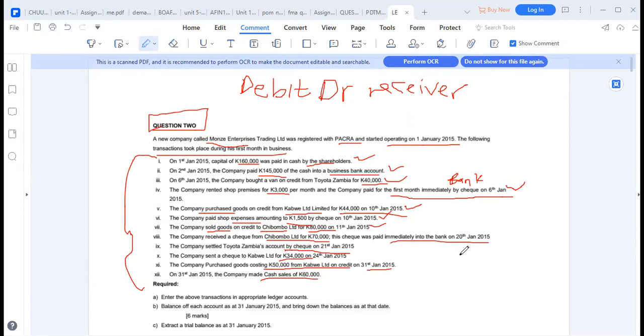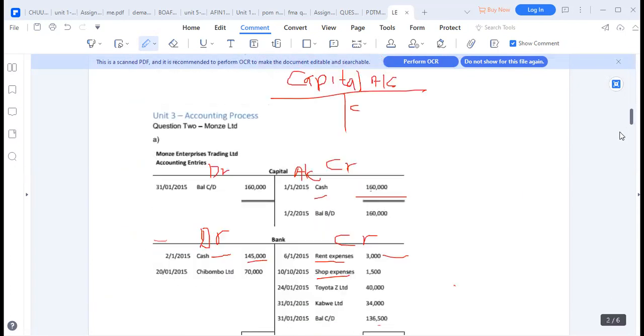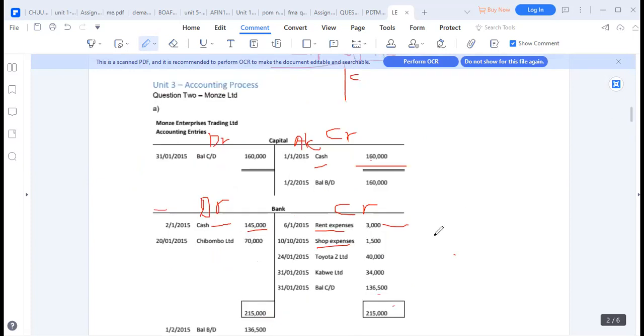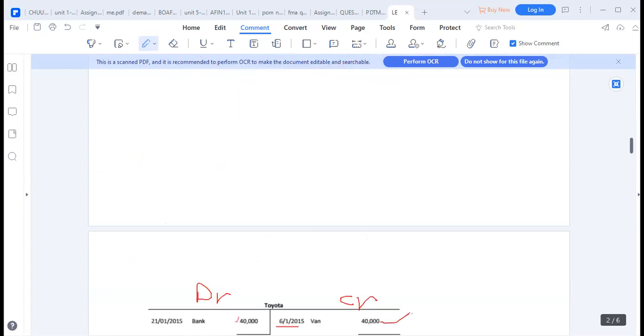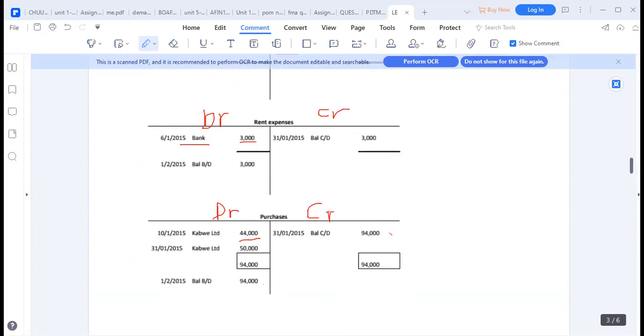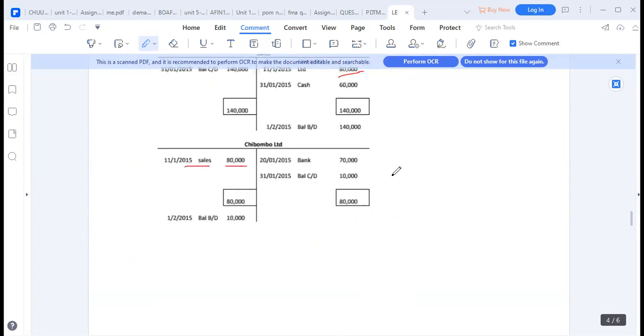For example, we received the check from Chivombo. If we receive a check from Chivombo, it means the bank received, so on the debit side, the bank received, then Chivombo gave away 70,000. When you go to the bank account, it should be indicated that we received it from Chivombo in a bank statement. It will be on the debit side. Then when you go to Chivombo's account, you should be credited because the one was just giving away. So Chivombo gave away 70,000, but it was going to the bank straight away.